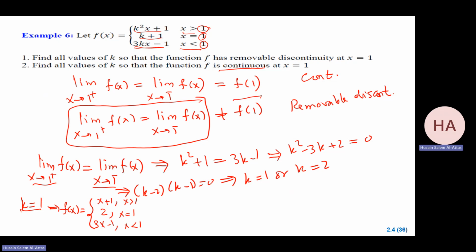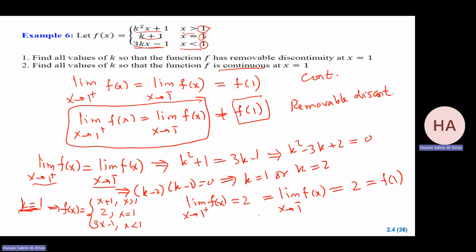I need to check: is the limit equal to f of 1 or not? So what is the limit as x goes to 1 for this function? Now I apply k equals 1. From the right, it will be 2. It should equal the left, but just to check, yes, it will be the same, 3 minus 1, which equals 2, which is f at 1. So the function is continuous in this case at x equals 1. So if k equals 1, I have continuity.